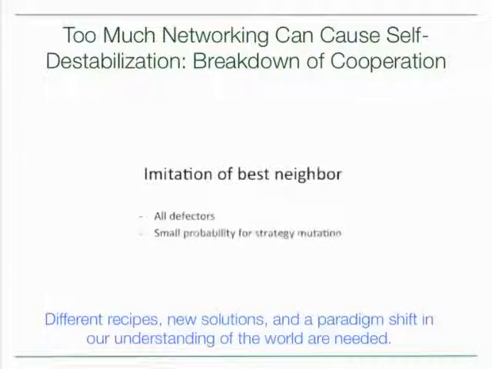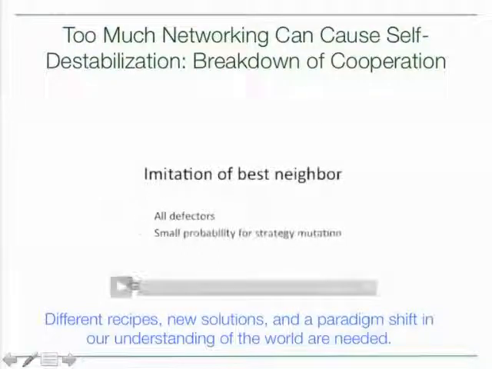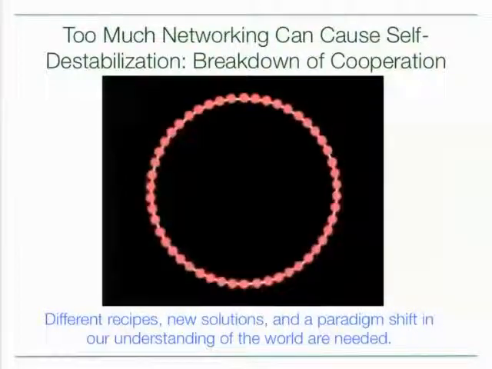We usually believe that networking is good. It allows us to reduce risk. It allows us to generate benefits. And of course, that is true in many contexts. But let's have a look at that particular situation. It's again a prisoner's dilemma. Red is defection, blue is cooperation.